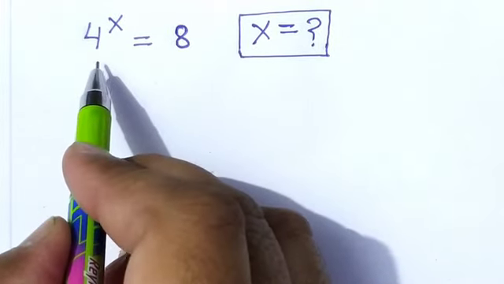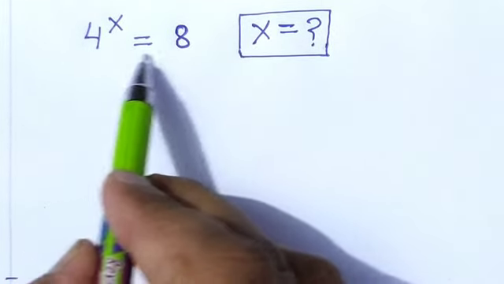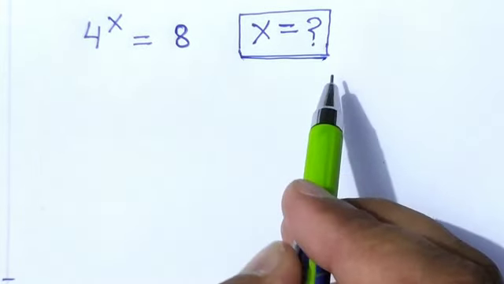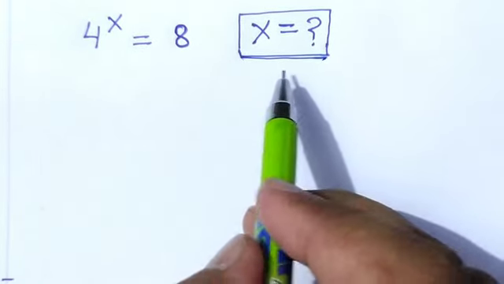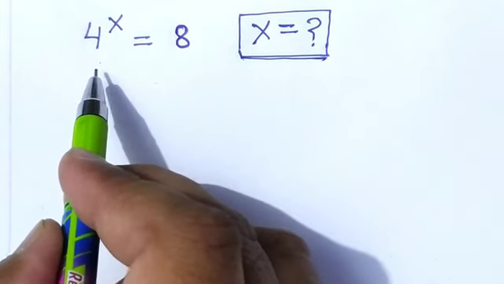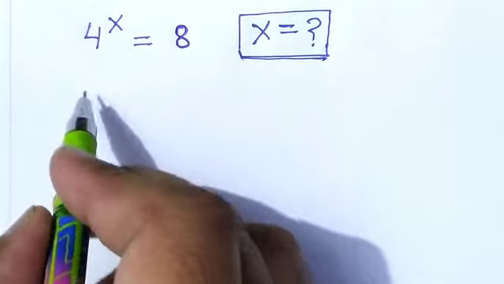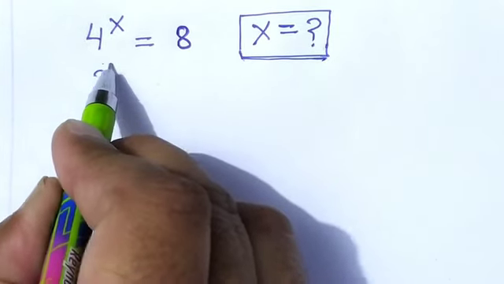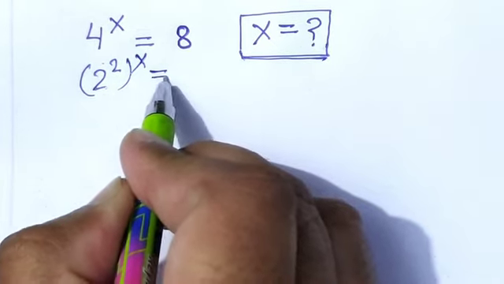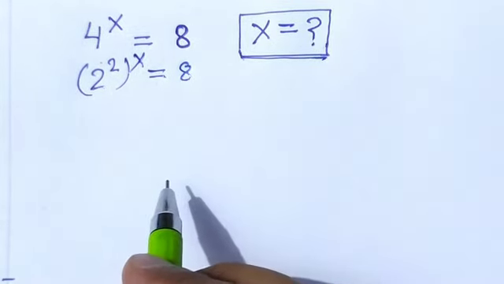Hello friends, if 4 to the power of x is equal to 8, then what is the value of x? Friend, we will solve this equation in a very easy way. We can write 4 to the power of x as (2 to the power of 2) to the power of x is equal to 8.